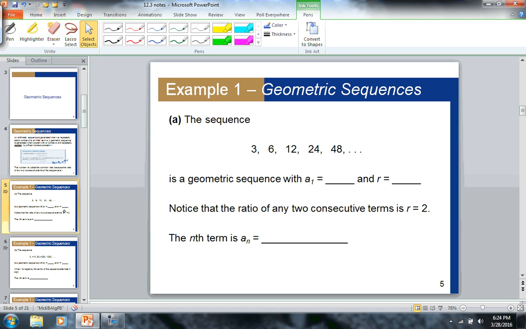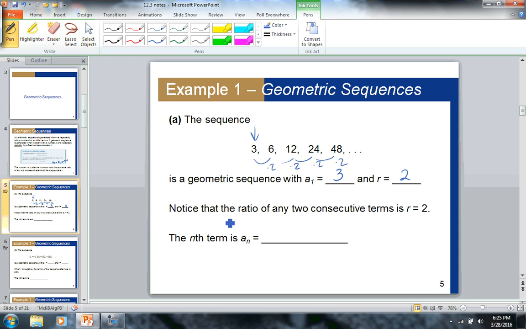So in this first example here, we're just going to take a look at the sequence and make sure we can identify all the different parts of it. The sequence starts with 3, and then it goes to 6, and then 12, and then 24, and 48. So hopefully you can tell that we are multiplying by 2 every single time. And you have to be multiplying by the same number in order for it to be a geometric sequence. So our first term is going to be the very first one. So a sub 1 is 3, and then your r, your common ratio, is 2.